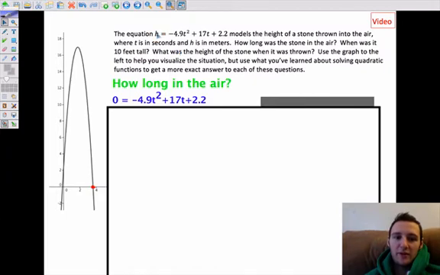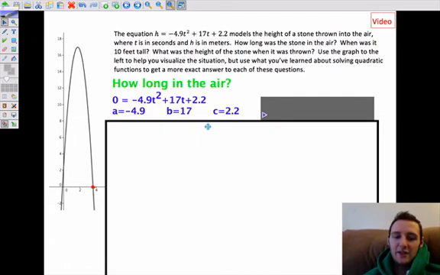I'm going to plug in 0 for the height, because obviously at height 0 meters off the ground, that's when it has hit the ground. So I plug in a 0 for h, and then I'm going to solve it for t, because t is time in seconds. Once I've solved this for t, that'll give me how long the stone was in the air. Looking at this equation and thinking about learning target 3, you can go ahead and try to factor it, but you're going to hate yourself for doing it. So I would just go ahead and use the quadratic formula for this.